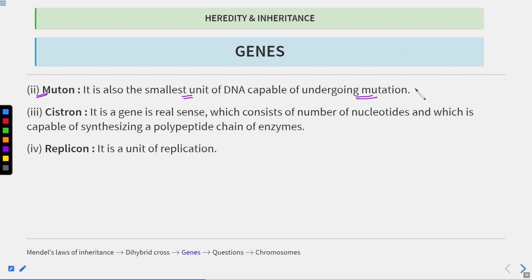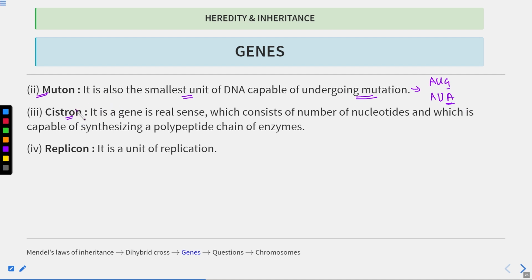Clear? So mutation can be by a change in the base pair. For example, if you have the AUG sequence, the sequence can change, and instead of uracil, you will get some other nitrogen base, or instead of this G, you will get another. So it can be AU, and instead of G, you get A. Okay.